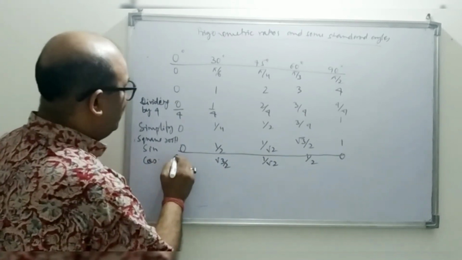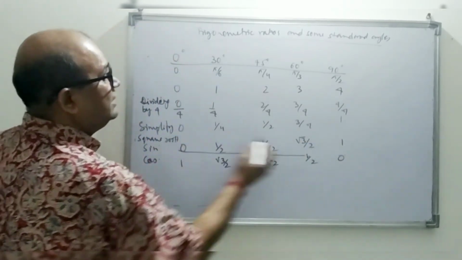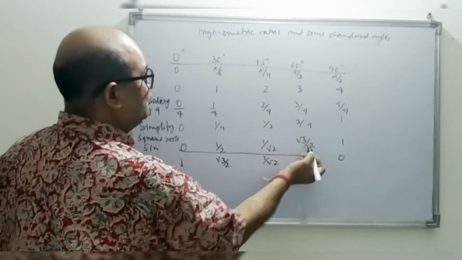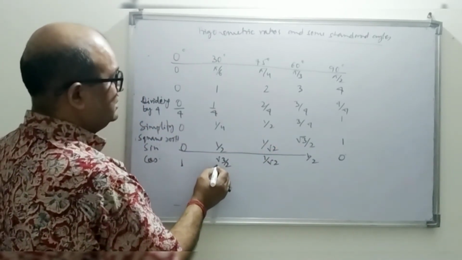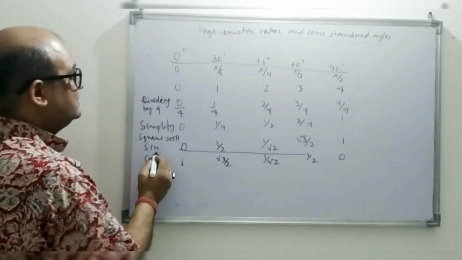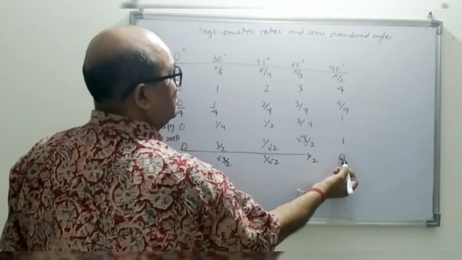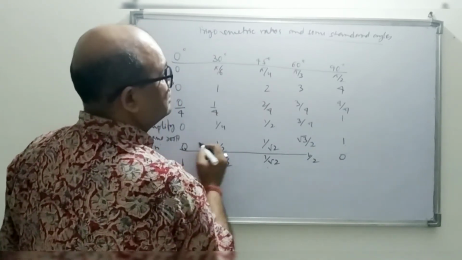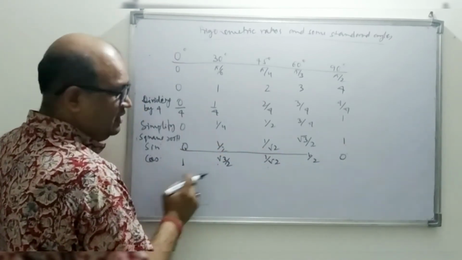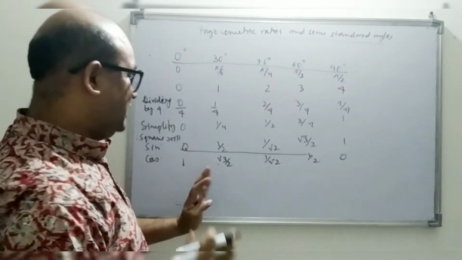How is it? You have found out sine, then you reverse it. Sine 90 degree was 1, so cos 0 degree will be 1. Sine 60 is root 3 by 2, cos 30 is root 3 by 2. Sine 45 is 1 by root 2, cos 45 is also 1 by root 2. Sine 30 is 1 by 2, cos 60 is 1 by 2. And sine 0 degree is 0, so cos 90 is 0. Why is it so? Because 60 plus 30 is 90. So sine of 90 minus theta is cos theta. That's why we can find it out.